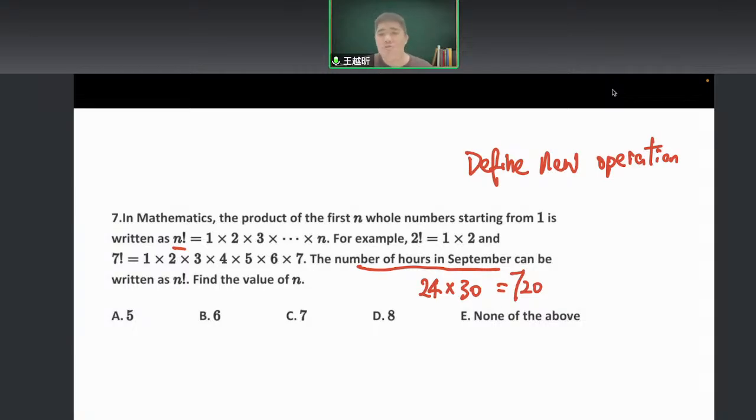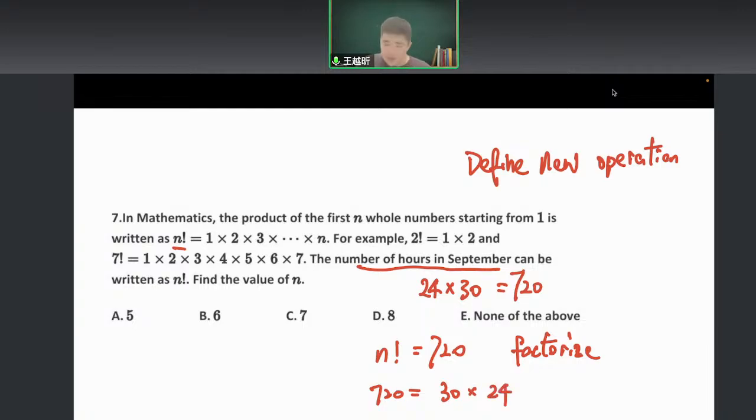720 hours. So n factorial equals 720. What is n equal to? Here what we can do is factorize. So 720 equals 30 times 24. Meanwhile, 30 equals 6 times 5, and 24 equals 4 times 3 times 2. We can times another 1 at the back. So this equals 6 factorial. So the answer is B.